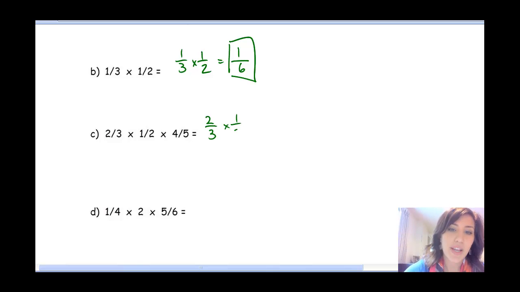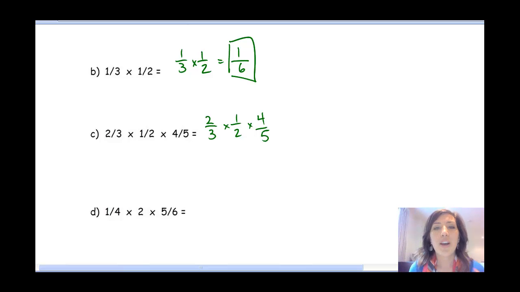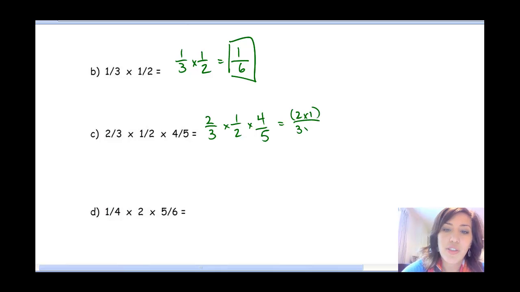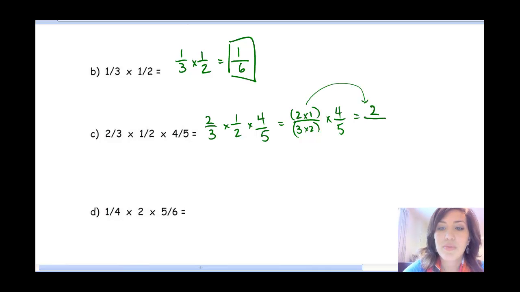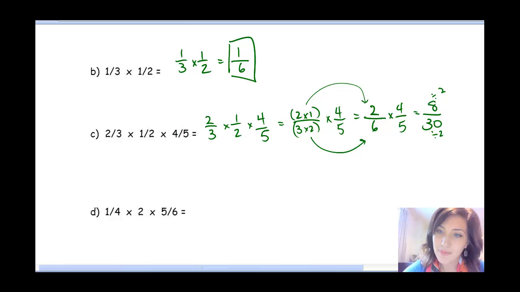Our next example, 2/3 times 1/2 times 4/5. Oh no, now we have 3. Well, that's okay. We can just do one at a time. So let's pick the first two because it's all multiplication. It doesn't matter what order. So let's say 2 times 1 over 3 times 2. Then we'll multiply that by 4 over 5. So 2 times 1 is 2, 3 times 2 is 6, times 4/5. 2 times 4 is 8. 6 times 5 is 30. These can both be divided by 2. Our answer is 4 over 15. That can't be reduced anymore.